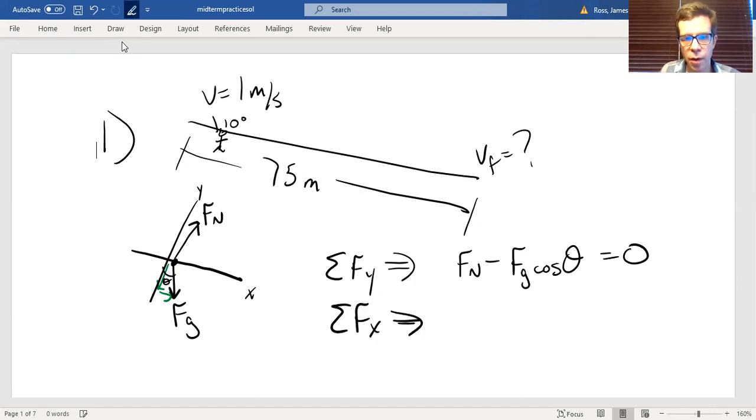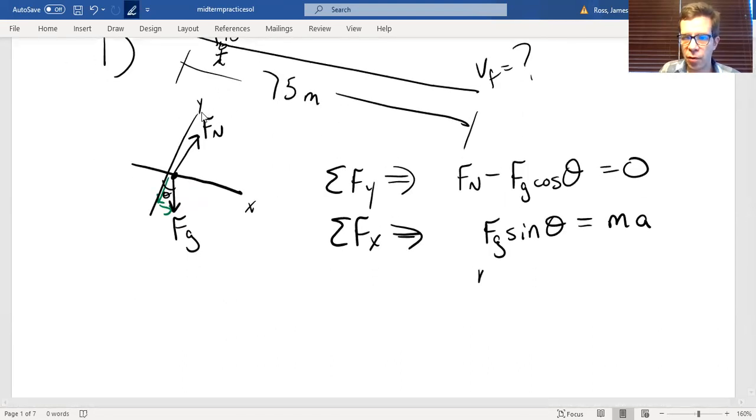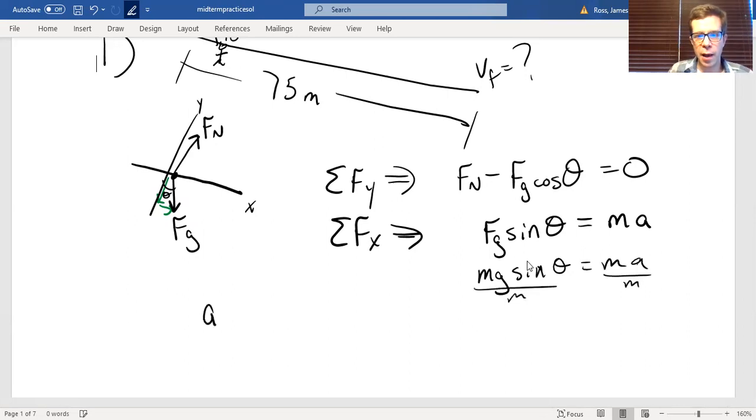In the x direction, all we have is the x component of gravity, and that's equal to ma. The gravitational force is mg, so we can divide by m, right? And we get that A is equal to g sine theta. In this case, that would be 9.8 times sine 10, 1.7 meters per second squared.